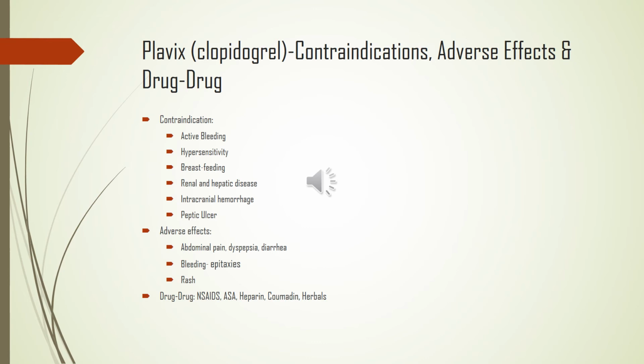You're not going to administer it in active bleeding, hypersensitivity, or breastfeeding, because it is found in the breast milk. Renal and hepatic disease, just because it's not metabolized as well. So a lot of times they check the renal function and liver function before they give it. They do use it in people with renal problems, but very cautiously and for shorter periods of time. And you're not going to give it with a peptic ulcer, because that's a bleeding ulcer, and you don't want to cause any more problems with that.